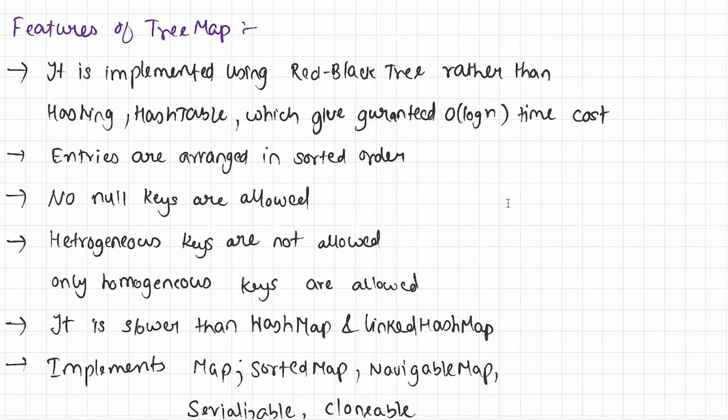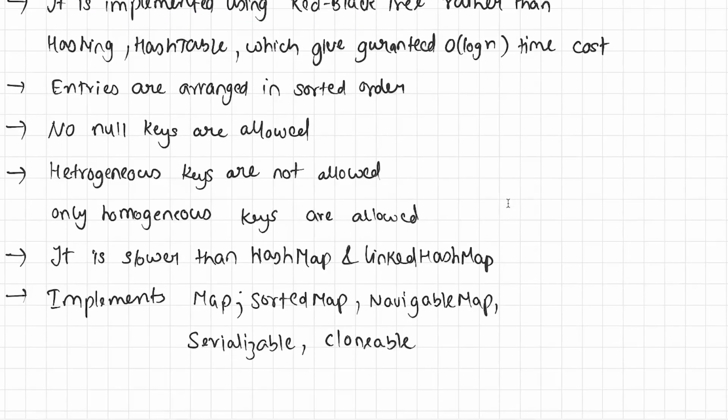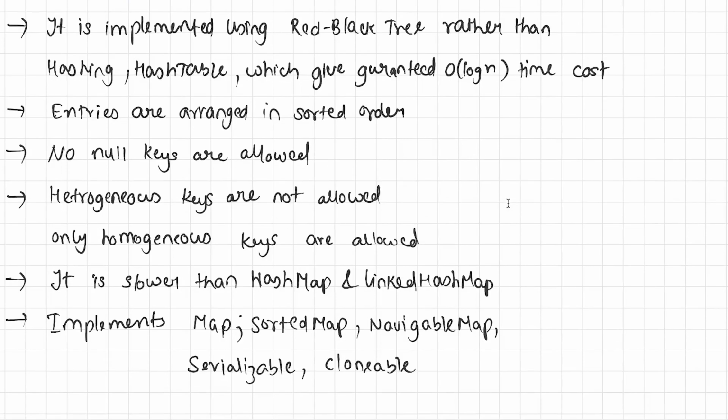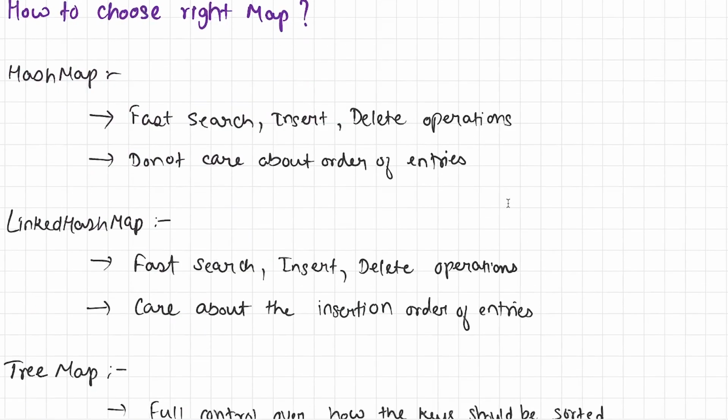And the last feature of TreeMap is that it implements the Map interface, SortedMap interface, NavigableMap interface, Serializable interface, and Cloneable interface. So these are all the features of TreeMap. Now this brings us to the next question: how to choose which map to use. Well, let me show you some reasons which will help you to choose which map to use.